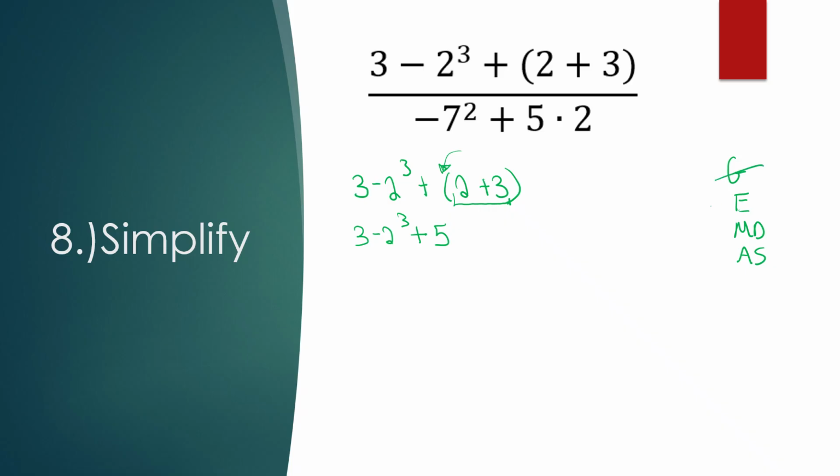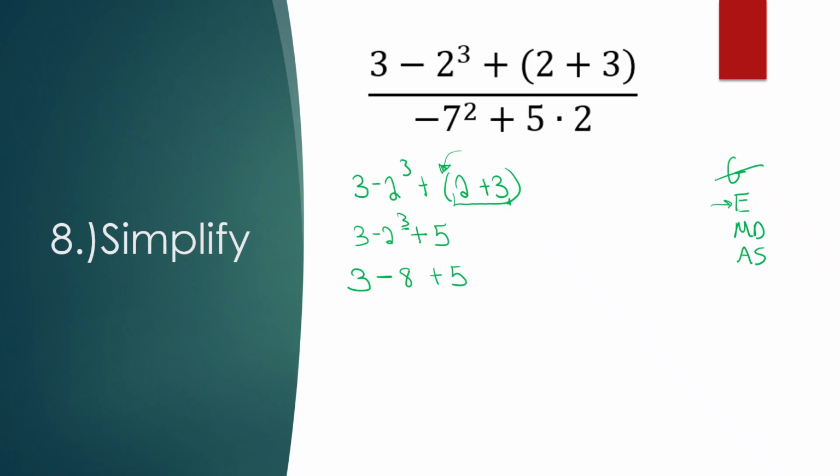I do have an exponent. I've got this 3 here, so that's the next thing I need to do. The negative is not inside the base, being held in by parentheses. So that means the negative goes there, and I get 2 cubed, which is 8. And then I add 5.